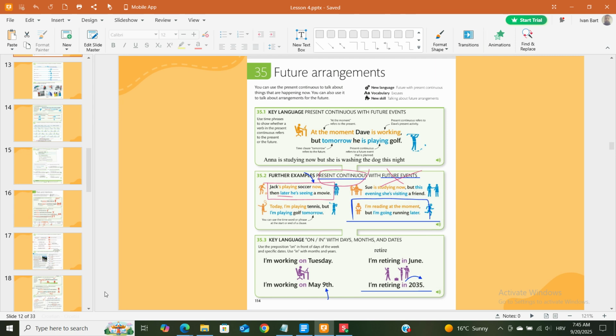35.3 Key language: on, with days, months, and dates. Use the preposition on in front of days of the week and specific dates. Use in with months and years. I'm working on Tuesday. I'm working on May 9th. I'm retiring in June. I'm retiring in 2035.